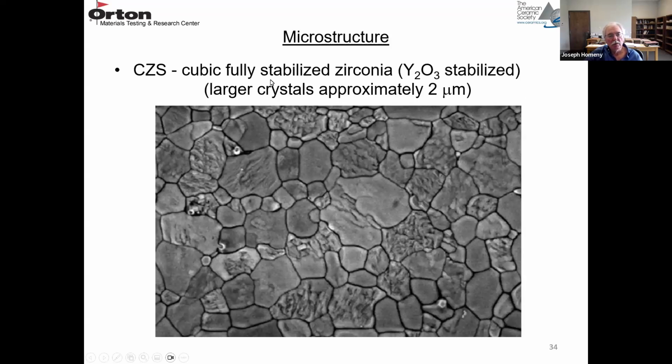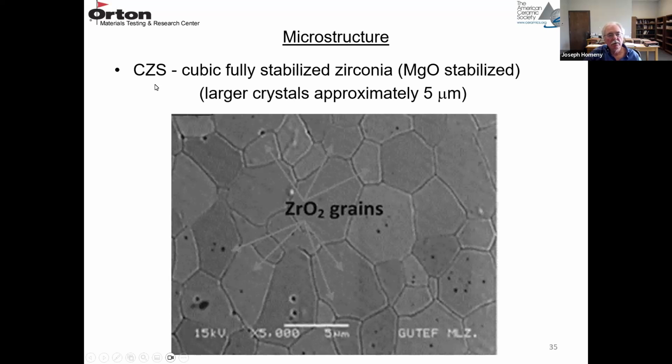So CSZ, cubic fully stabilized zirconia. Here's an example of a microstructure that's stabilized with Y2O3. That's all cubic, and the larger crystals here are on the order of a couple microns. So it's a polycrystalline material, all cubic zirconia. This is another microstructure of CSZ, fully stabilized in the cubic form. Now this one has an MgO stabilizer. You can see again the individual crystals and their grain boundaries. These crystals, the larger ones, are about 5 microns.